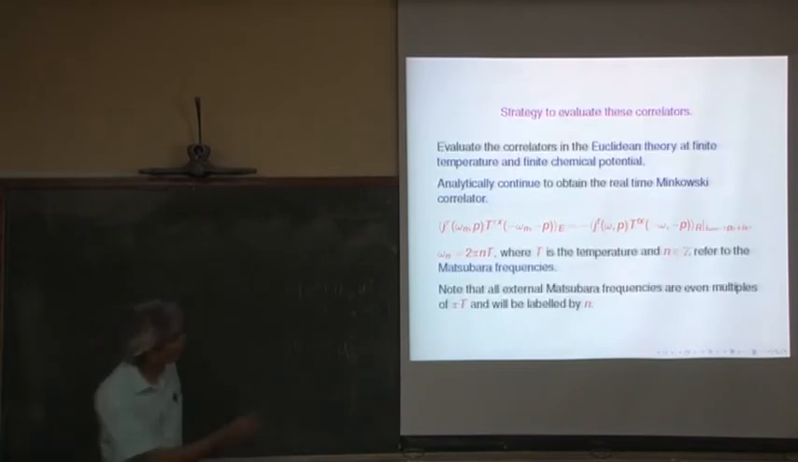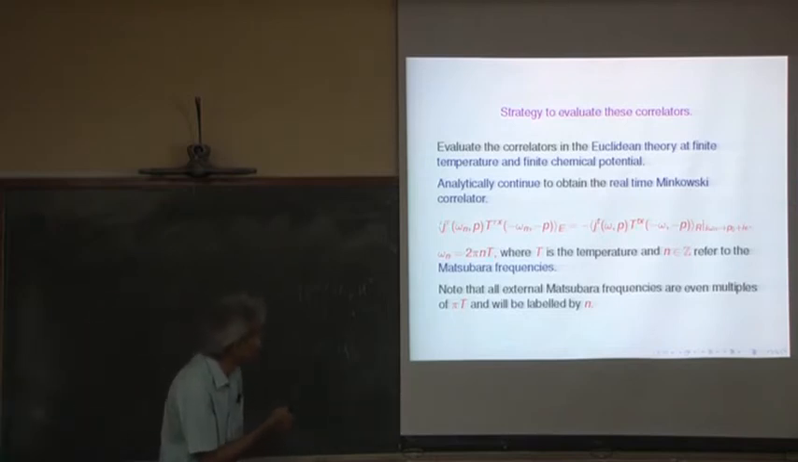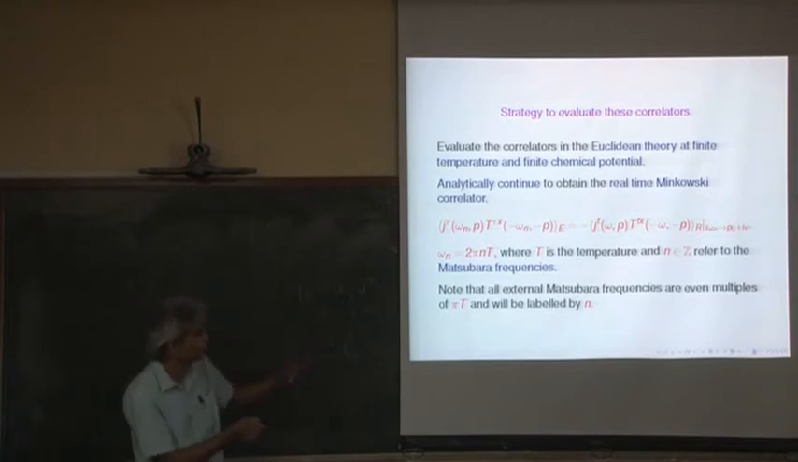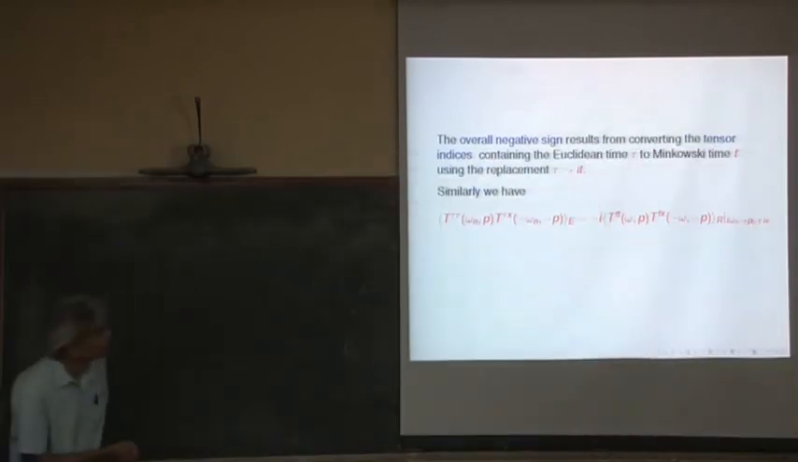And then we'll continue back to Minkowski. And when you do all that, you have to be a little bit careful. I mean, here it is tau, here it is t, and because of that, you have to take the tensor transformation properly also. So you've got to do it carefully, but it can be done. Okay. And you have to continue it back. So that's the basic strategy to evaluate these correlators.